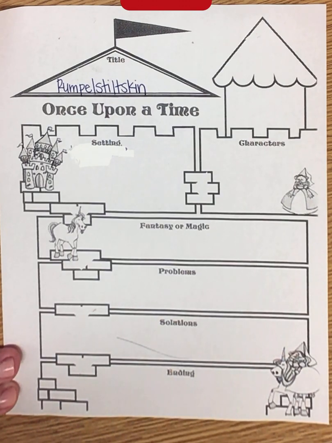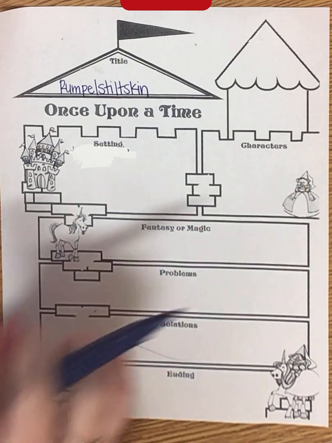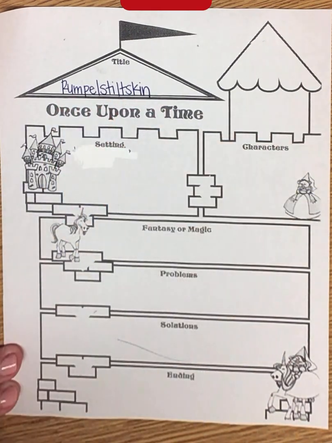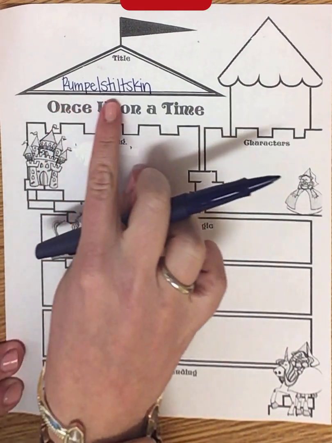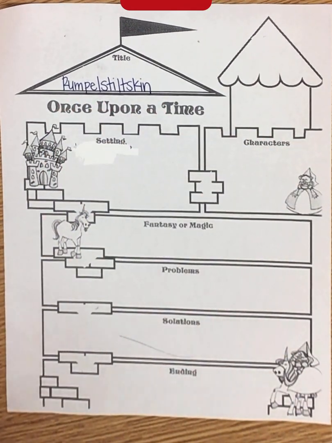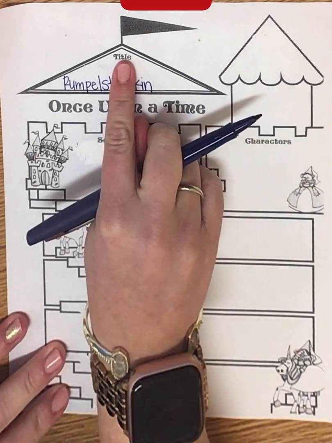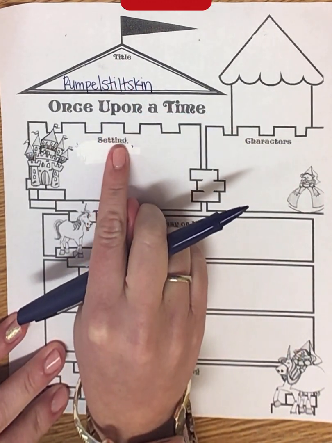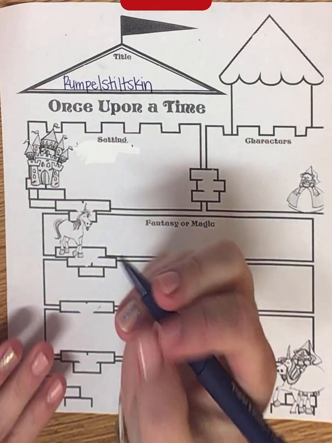Good. All right, so we're going to start out with the title. So we know that the title of our story today was Rumpelstiltskin. So pause this if you need to and write Rumpelstiltskin under your title. All right, moving on. We know that all fairy tales not only have a title, but they also have a setting. And so our setting is our where and when our story takes place.